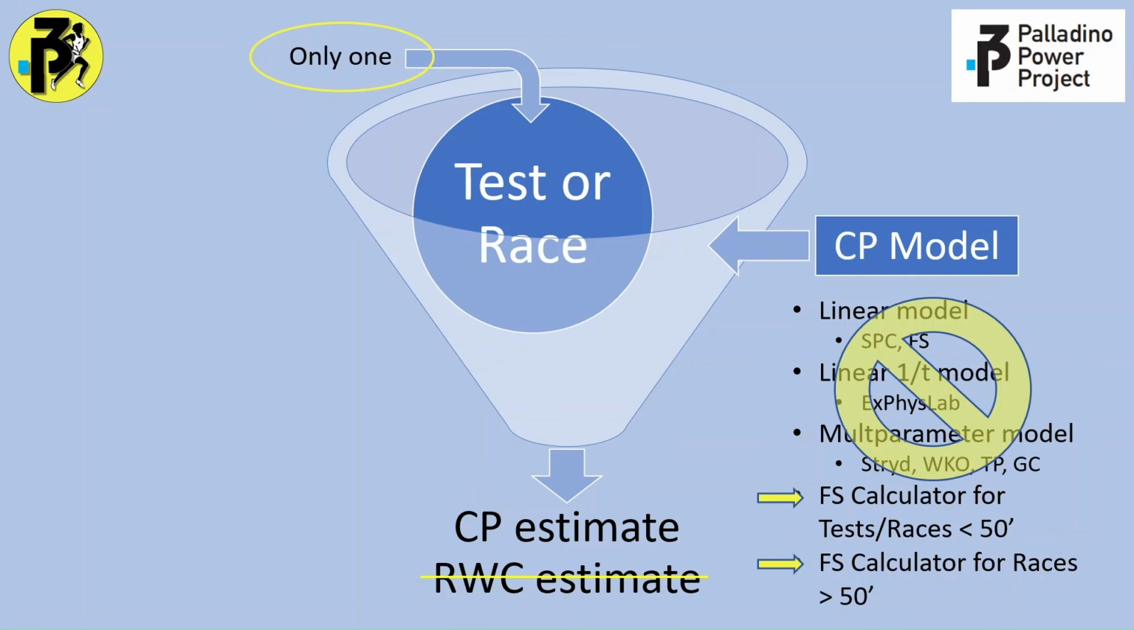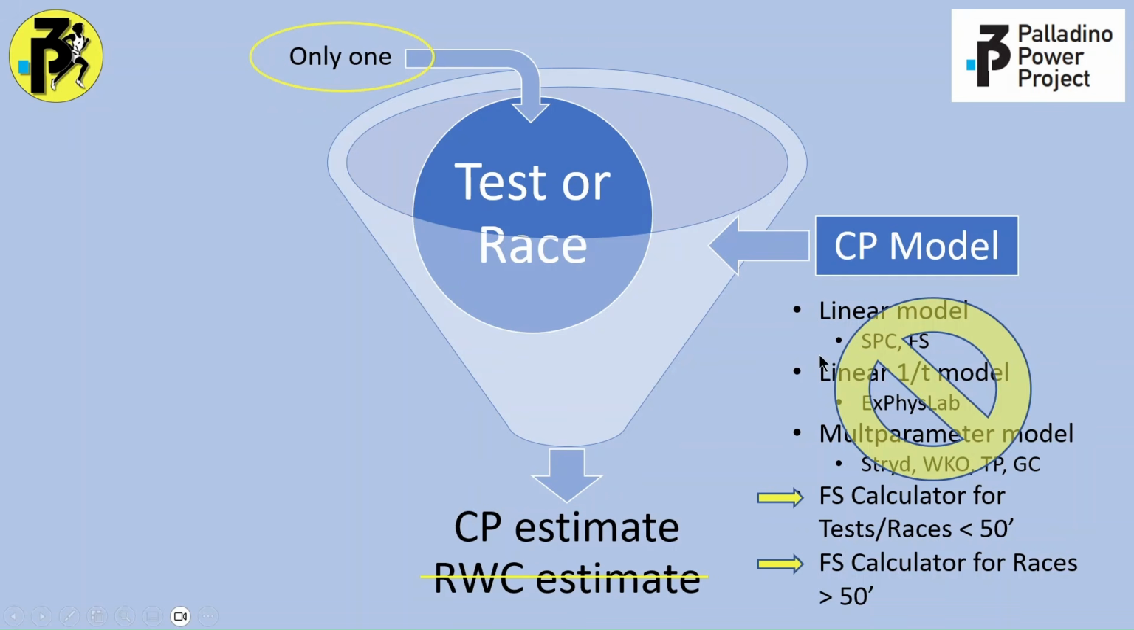There are calculators that allow you to get a rough estimate of CP from that race data and duration data. I have a couple of them in Final Surge. There is also at least the one for races longer than 50 minutes in the Superpower calculator. But both of them are in Final Surge in the Palladino Power Project calculators. Again, I refer you back to the description for the video tutorials on those various calculators in Final Surge.